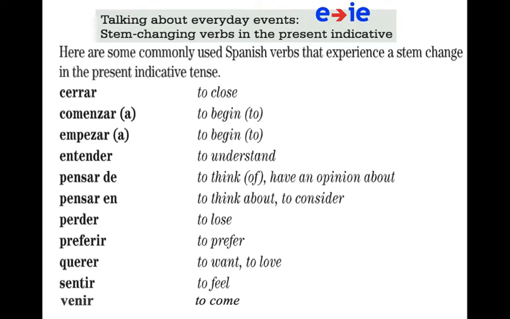Let's say them one time, and as you say the word en español, take a look again at the English translation. Repita, cerrar. Cerrar. Comenzar.